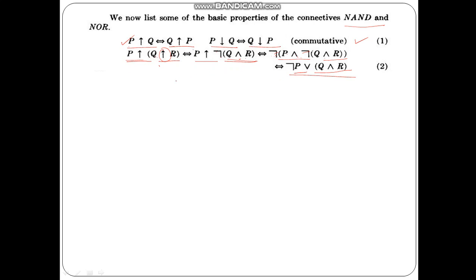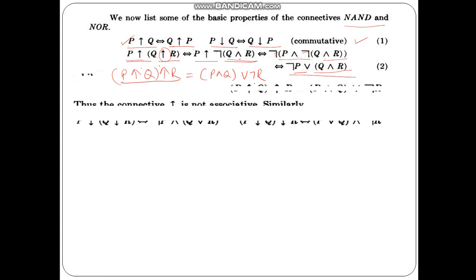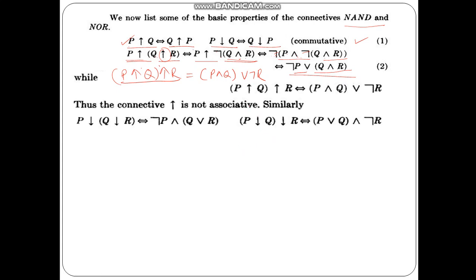Again, we can also try to find out (P NAND Q) NAND R. We will find this one to be P and Q or not R. So P NAND Q NAND R, with the bracket on the first part, is equal to P and Q or not R. We can also observe this one. Thus the connective NAND is not associative, but it is commutative.